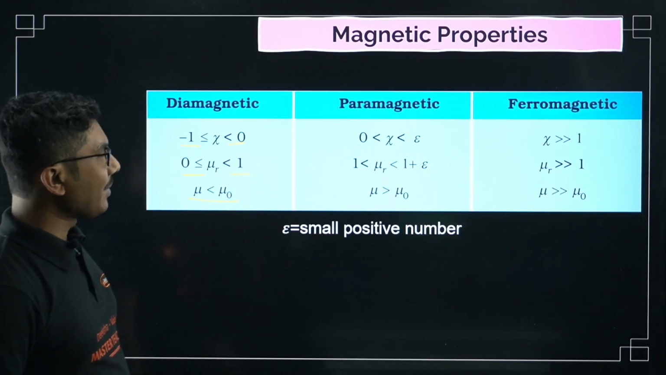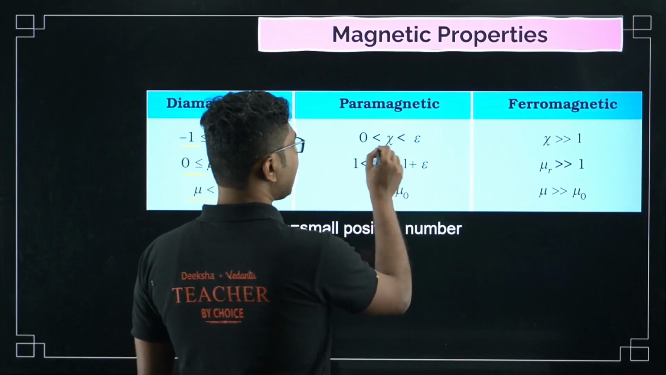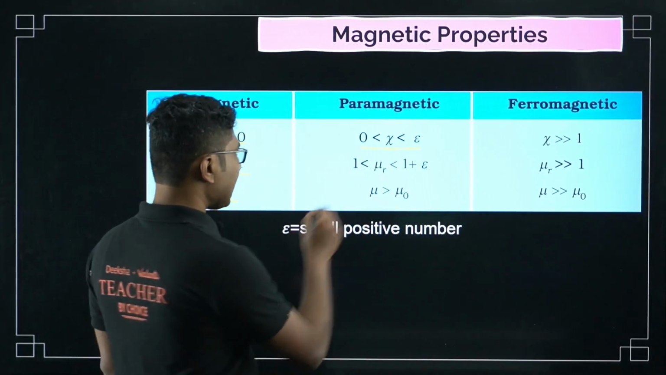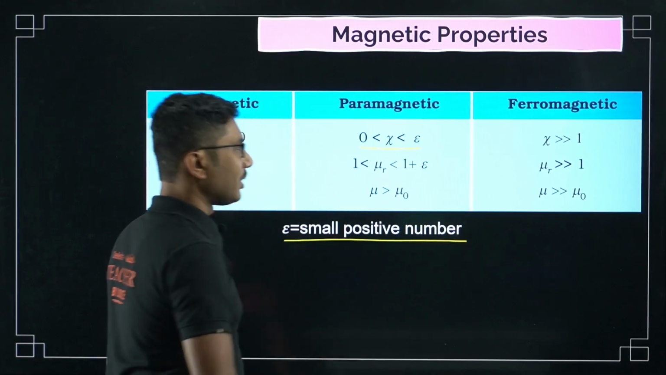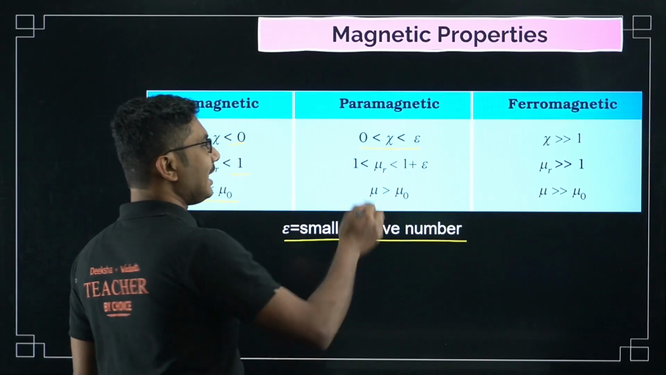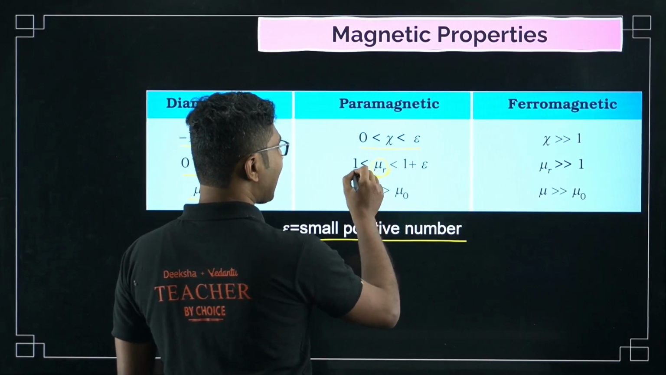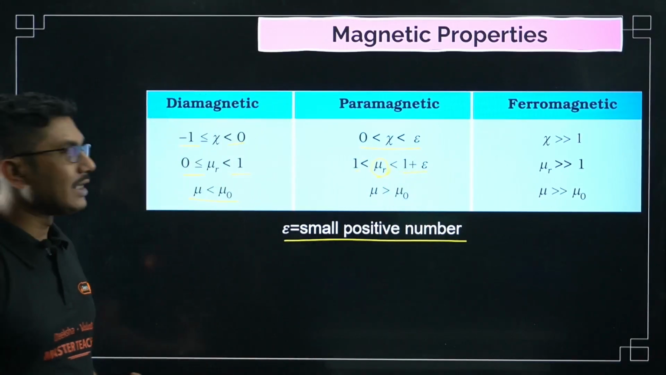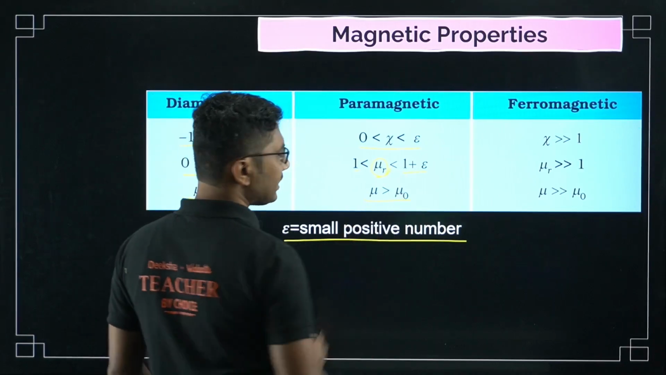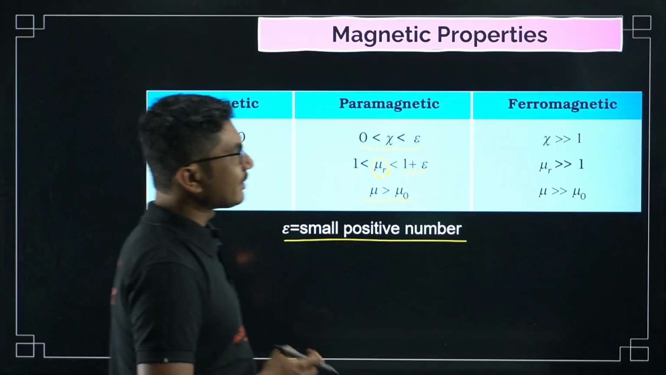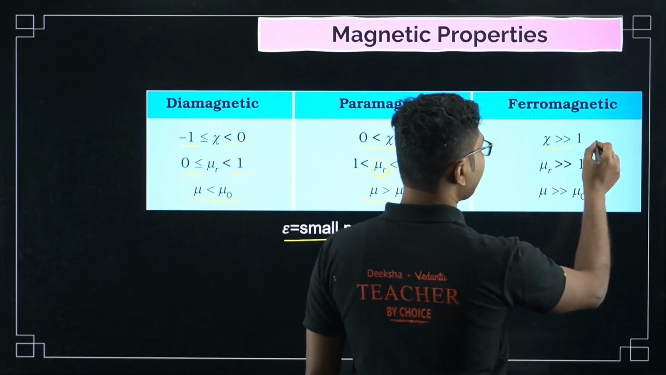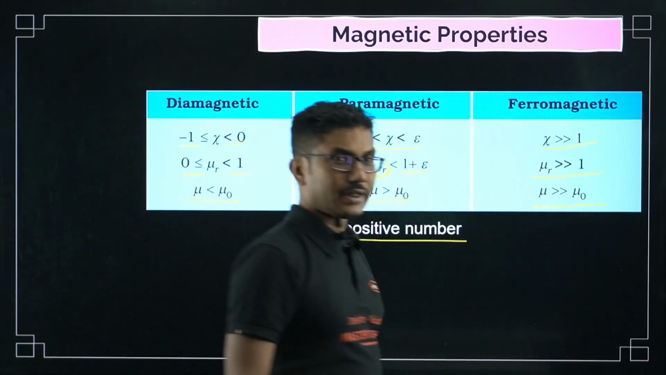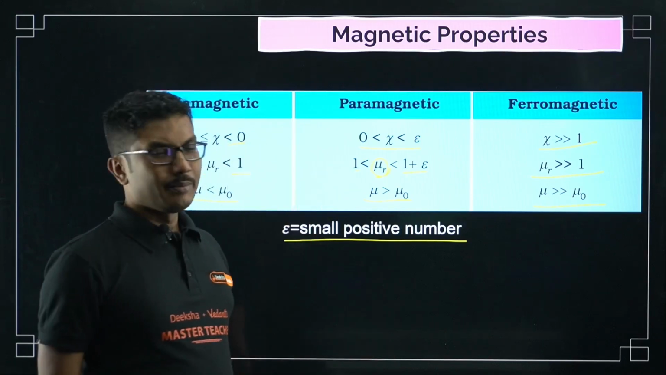Now in case of paramagnetic material, as you can see, chi is positive but very slightly positive. Here epsilon is basically a small positive number. Why is it written like that? The relative permeability starts from 1 and is less than 1 plus epsilon. That is why they have written it like this, and obviously mu is greater than mu naught. In case of ferromagnetic material, chi is much greater than 1, mu r is also much greater than 1, and mu is also much greater than mu naught. So these are the basic differences.